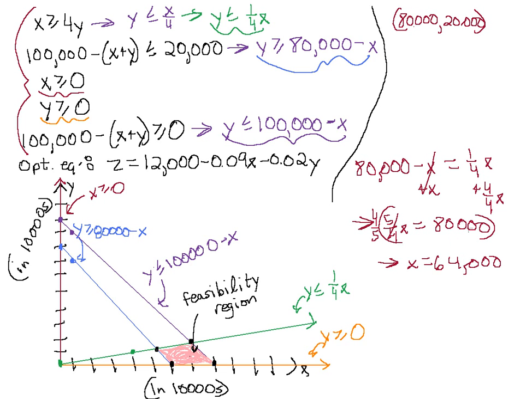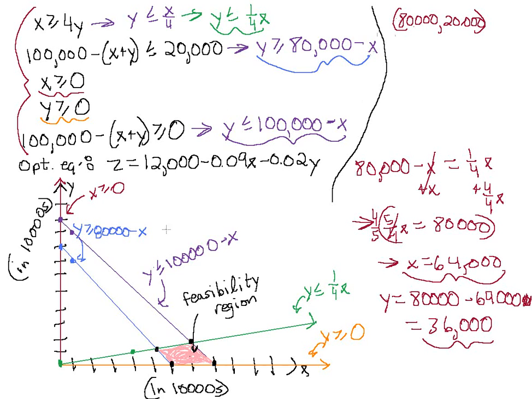We just skipped this, did some math in our head to save a little space. So we have a value for x. Now we can plug it into either one of these equations. Again, we can use the blue equation because that seems very simple. So y equals 80,000 minus x, which is 64,000. And that's going to give us 36,000. So our second solution for our feasibility region for our constraints is the point 64,000 and 36,000.